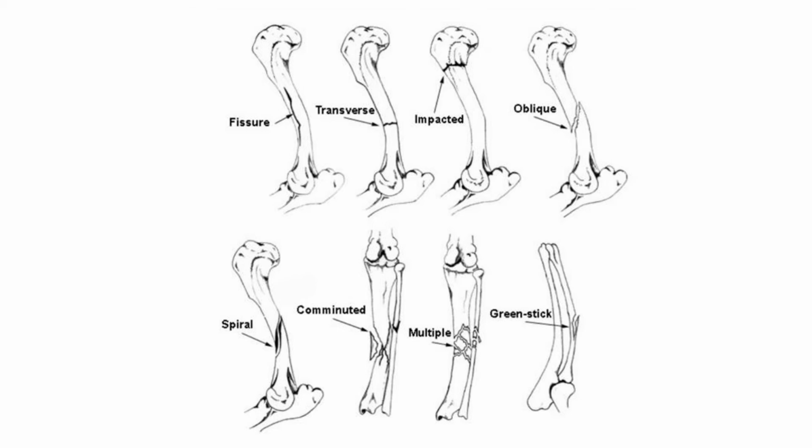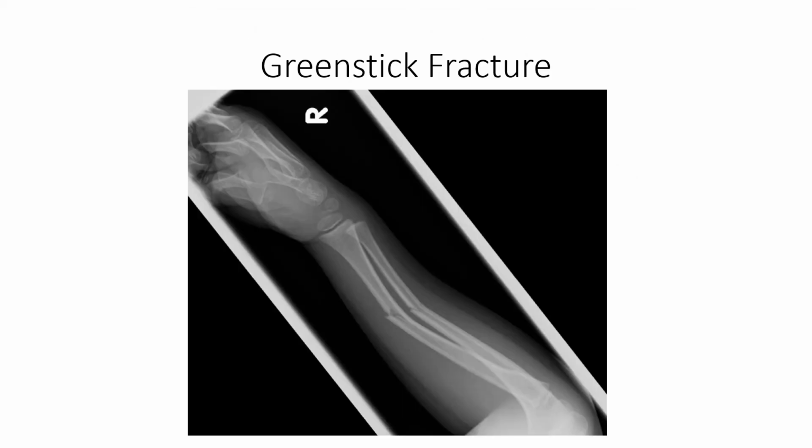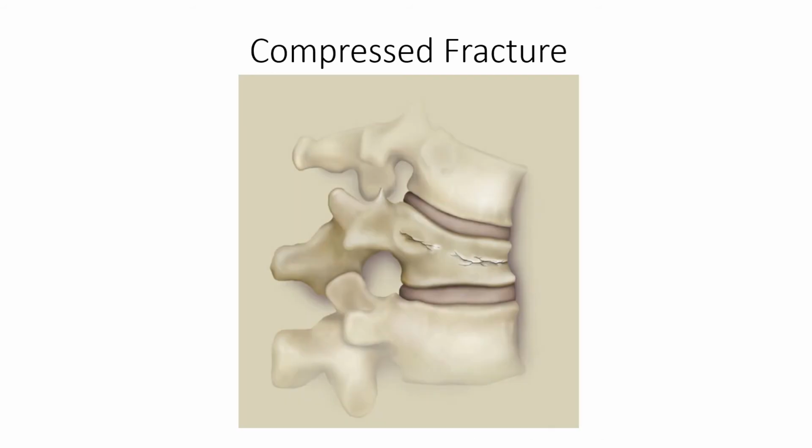Compression fractures are next. This is a picture of a compression fracture. You can see here that the bone is compressed literally between the two intervertebral discs. So osteoporosis, where the bone becomes brittle and more porous, is commonly the cause for compression fractures.